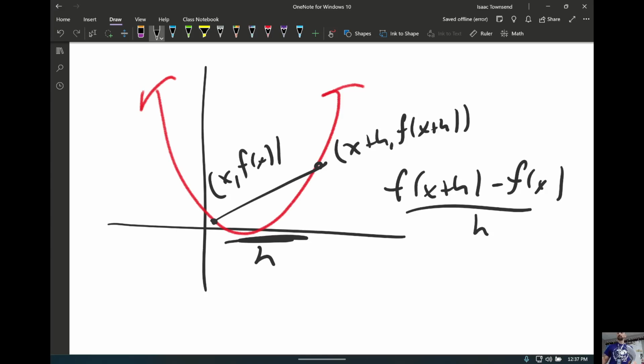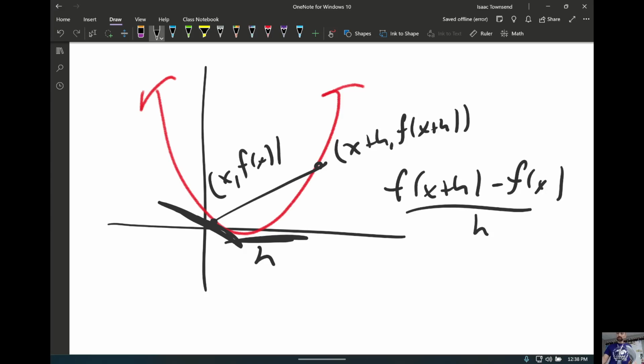You should have done that a few times. But realistically, I don't want to know this slope between two random points. I want this second point to be super close to this first point. I want it to be as close as possible so that I can know the slope at this exact instant. So I really want h to be what? What number would I want h to be?